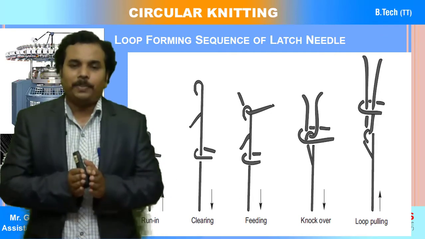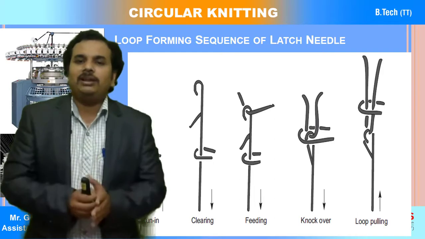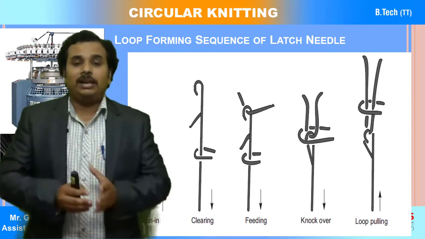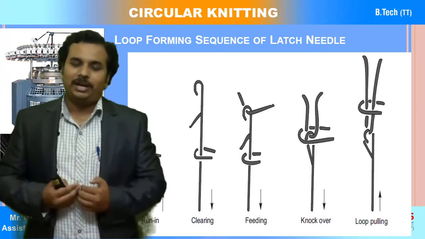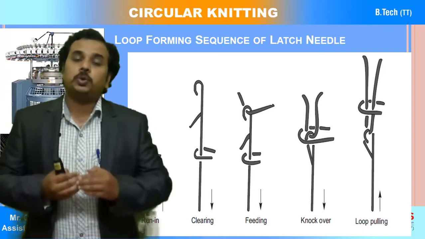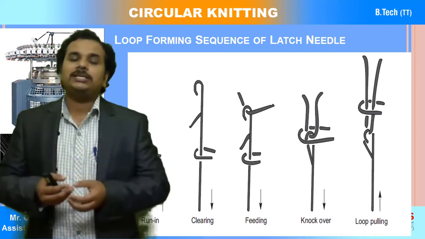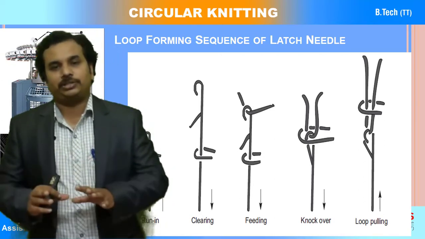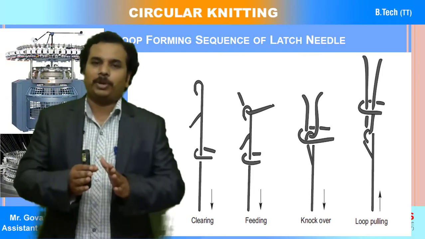The second step, once again I am repeating, the needle is rising. Once the needle is rising, the whole loop which is there on the top of the latch of the needle is going to be cleared from the latch. So the whole loop is cleared from the latch. This is happening in step number 2.